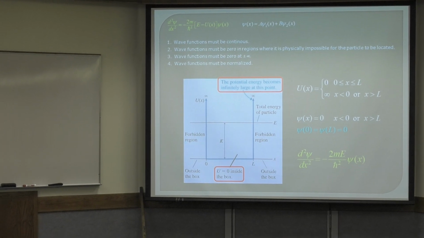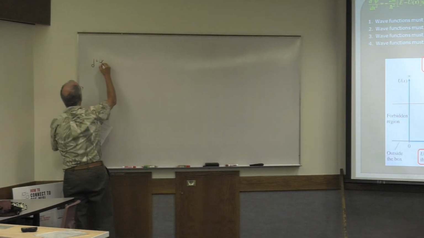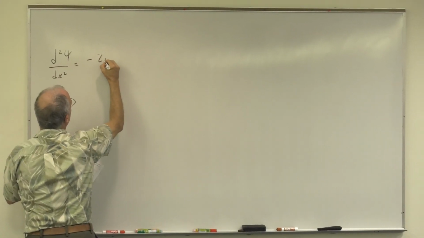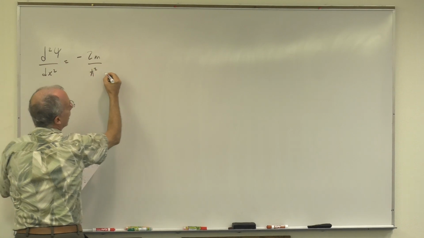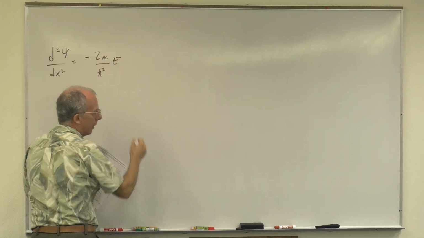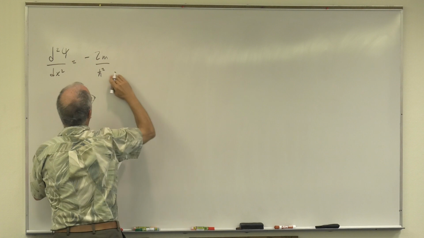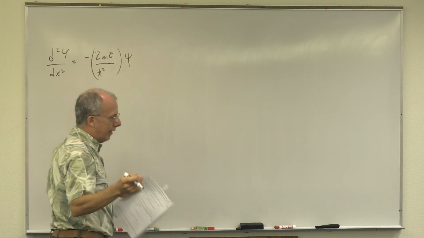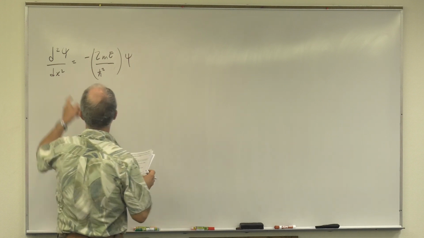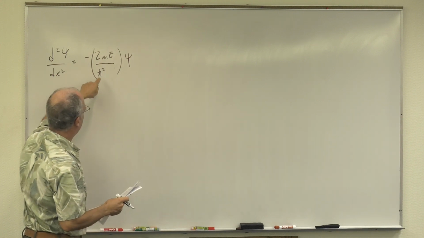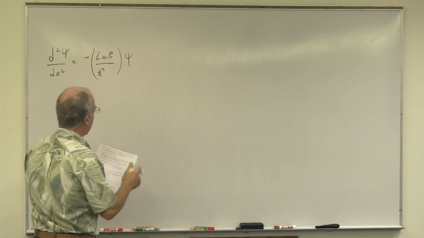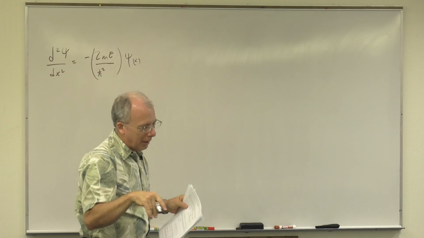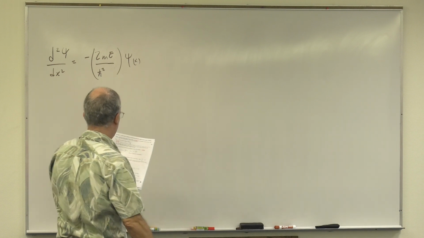So, d squared psi dx squared equals minus 2m over h bar squared, and I'll put that E up there, I guess. Okay, so that's it, right? That's what we have left. d squared psi dx squared equals minus 2mE over h bar squared times psi. All right, now we're going to make a little substitution, and I'll explain it in a minute or so.